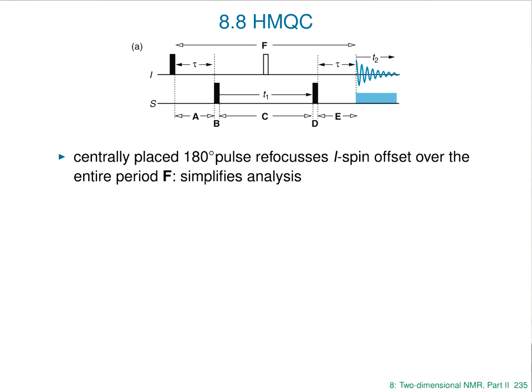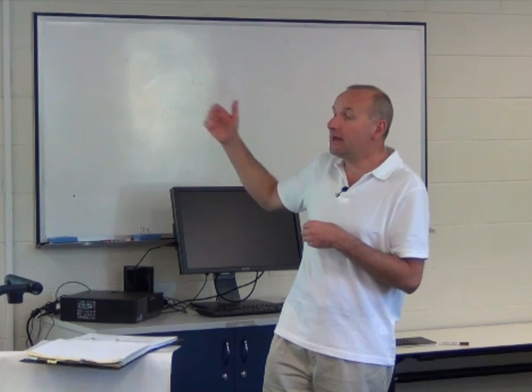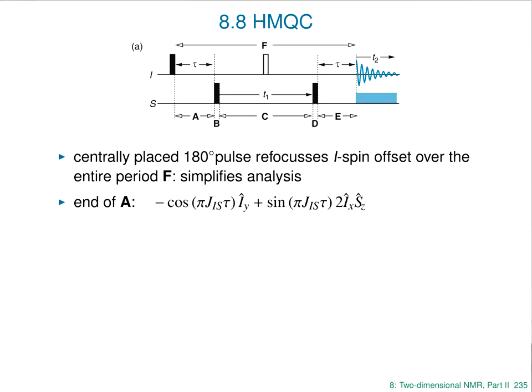Now, you may object to this because you'll say, well, hang on, what about those pulses to the S spin, B and D? But actually, because they're applied to the S spin, they don't have any effect on the evolution of the I spin. So this spin echo refocusing the whole of the period is unaffected by those pulses B and D. So our analysis actually now becomes rather simple because we're allowed to ignore the offset of the I spin. So let's do the analysis.